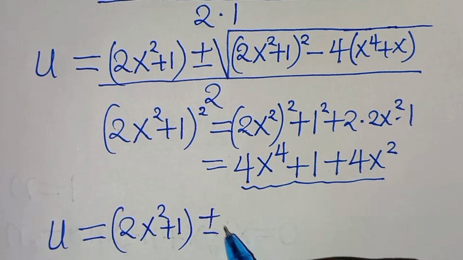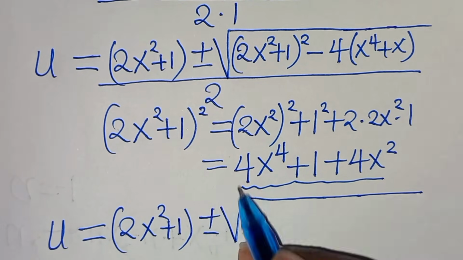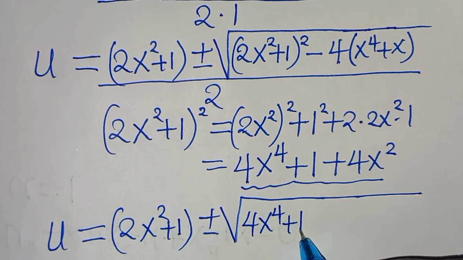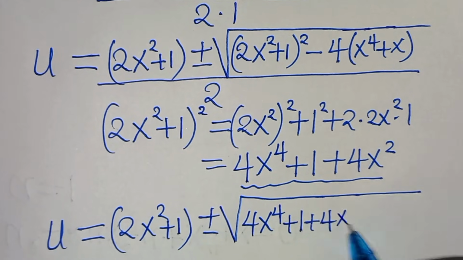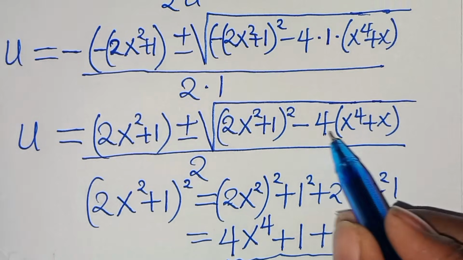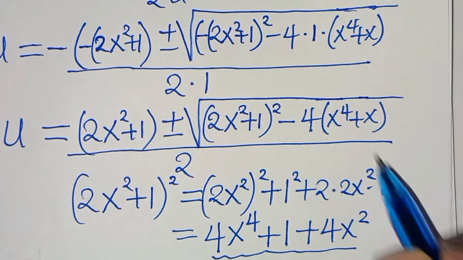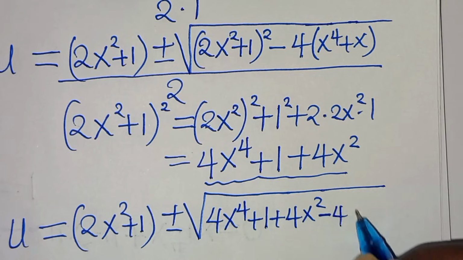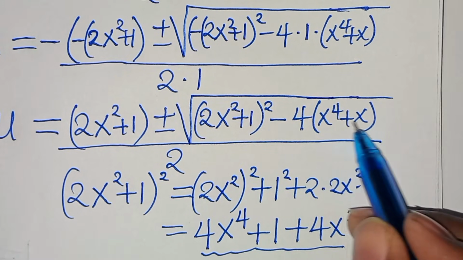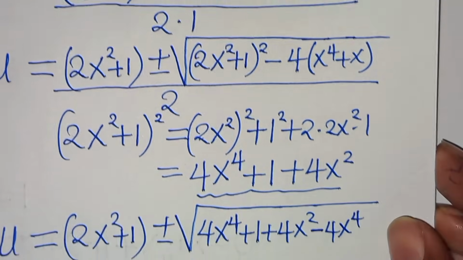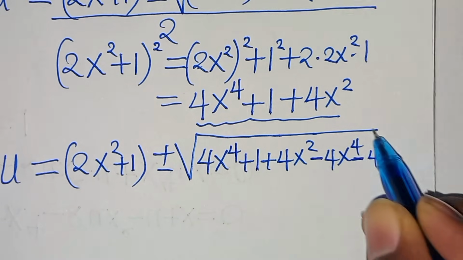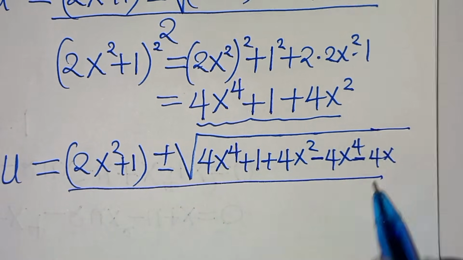plus or minus the square root of 4x to the power of 4, then plus 1, then plus 4x to the power of 2, subtract, let's open the parentheses here, we have minus 4 times x to the power of 4, so this is minus 4x to the power of 4, then we have minus 4 times plus x, this is minus 4x. So here we have minus 4x, everything here, divided by 2.